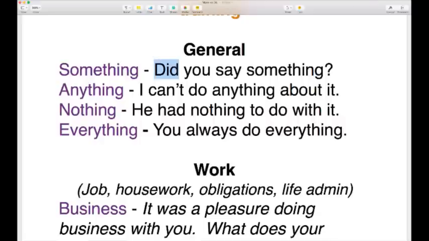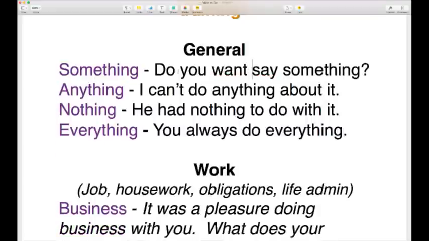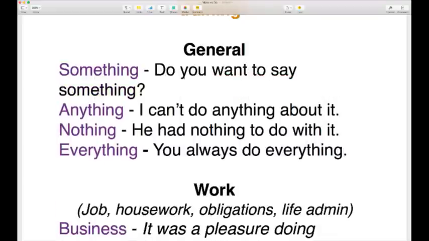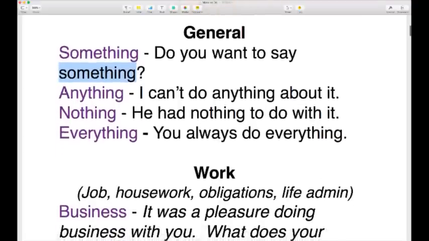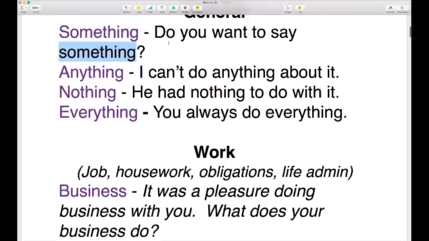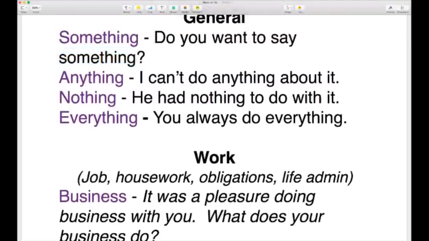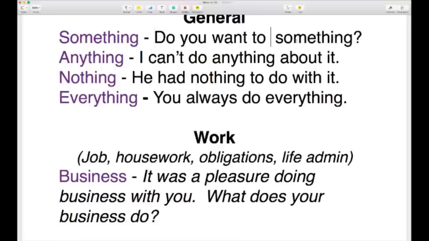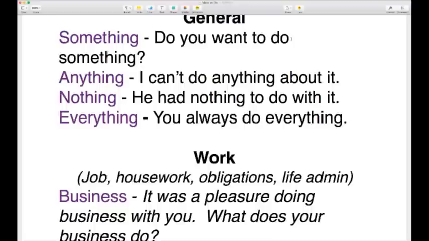Did you say something? If I want to use it just in its normal form, I could say, do you want to say something? So this is being very general, isn't it? It's not very specific. So we use do. Sorry, that's not a very good example either, actually. We do it like this. Do you want to do something? That's better. There we go.